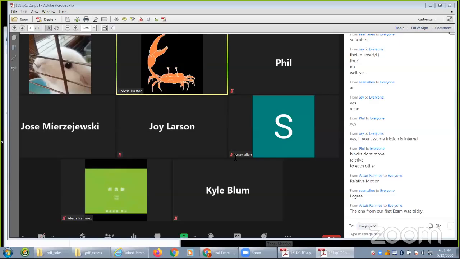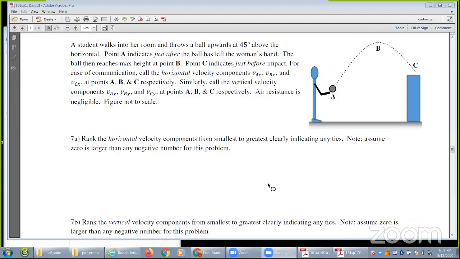All right. So I'm looking at this problem right here. Let's scroll through this, and I think the one after would be another one, so we'll look at it here. A student walks into a room, throws a ball upwards at 45 degrees. Just after the ball has left her hand is A. Max height is B. Point C is just before impact. The horizontal components are going to be that. These are the vertical components. Okay, so which one has the largest horizontal velocity?